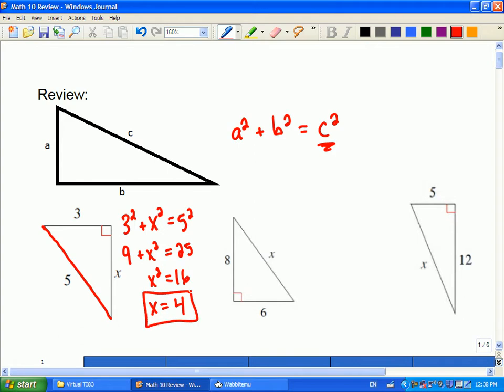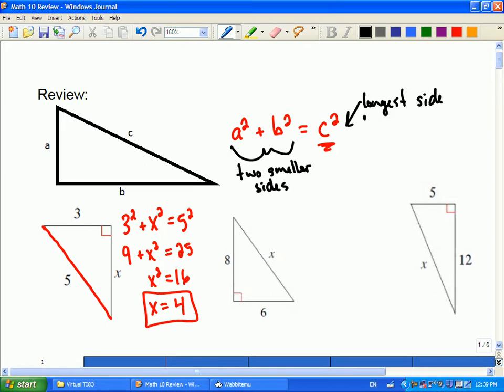So what I'd like you to do is try the next 2 on your own and make sure that you can handle the Pythagorean theorem. Okay, so let me just put that little annotation in there. These are the 2 smaller sides, right? And this is the longest side. Do you guys know what we call that longest side? Yeah, I'm not sure how that's simpler, but anyway, probably something Greek.